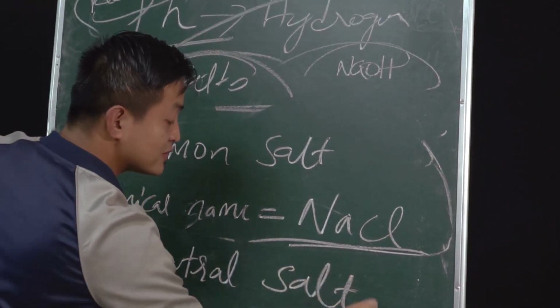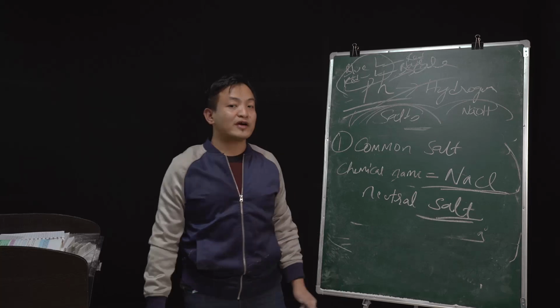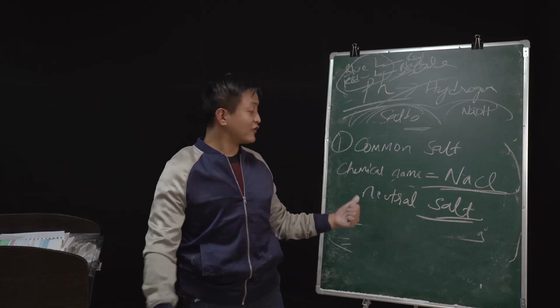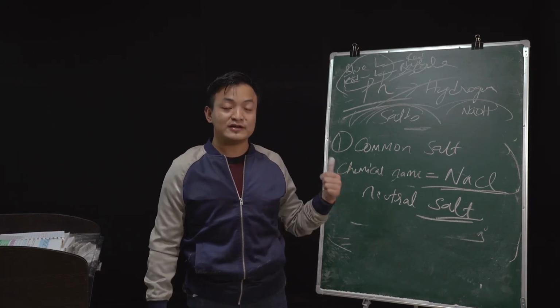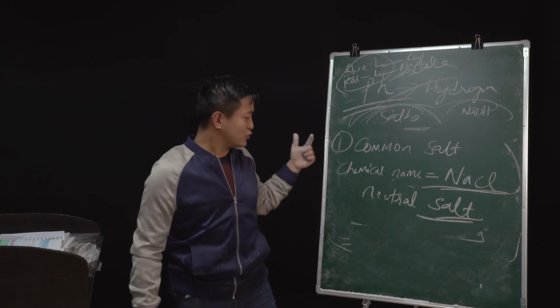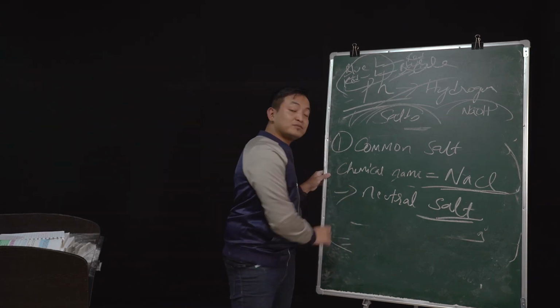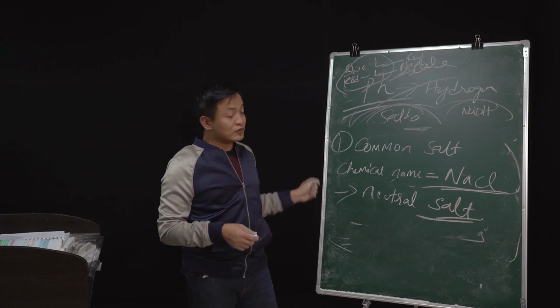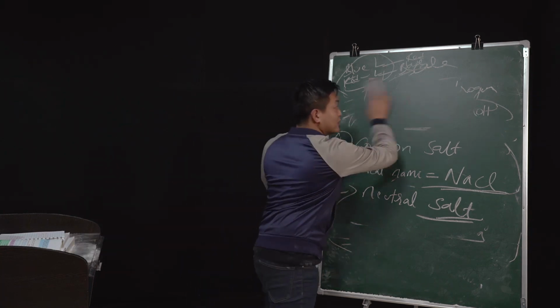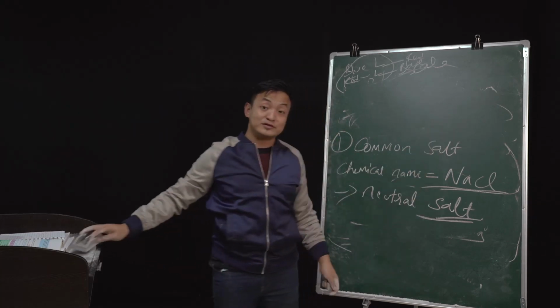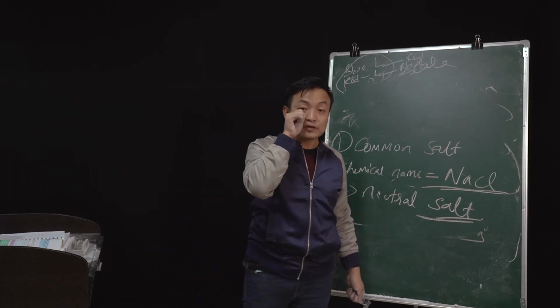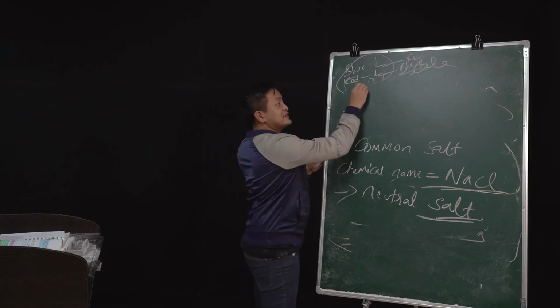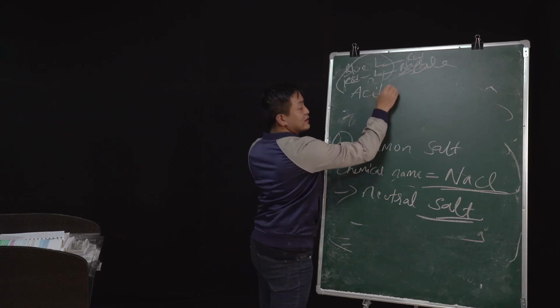Neutral salt. That means, do we also have an acidic salt? Do we also have a basic salt? Yes, we have. Now we have neutral salt, but we also have an acid salt, and we also have a basic salt. So, how do we get an acidic salt? Have you ever heard about an acidic salt? Okay, acidic salt.